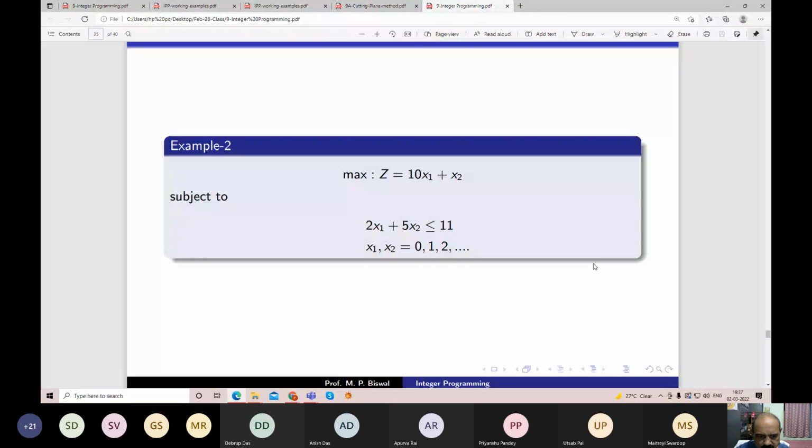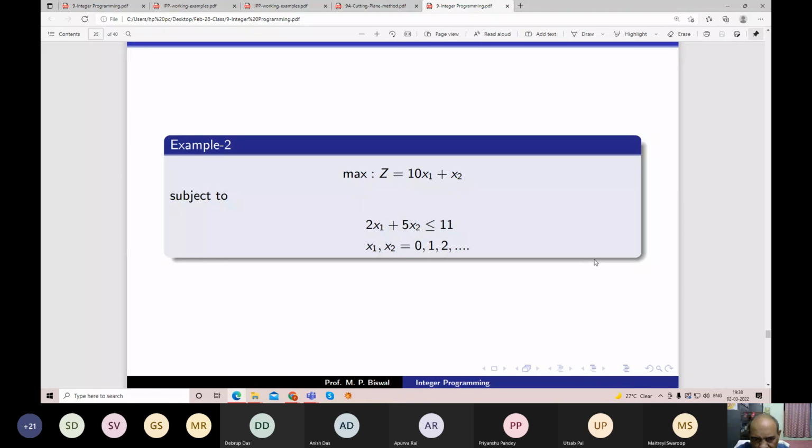Second example. I will request everybody to try the second example. Please write down the problem and do it yourself. I will explain what you are doing. And here you need not do the simplex. You just try with the graphical method.